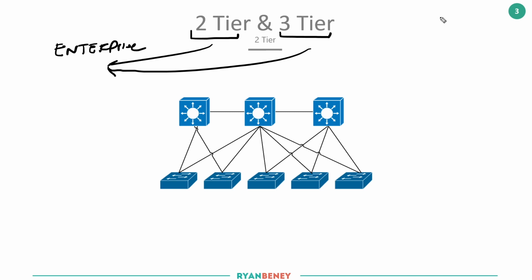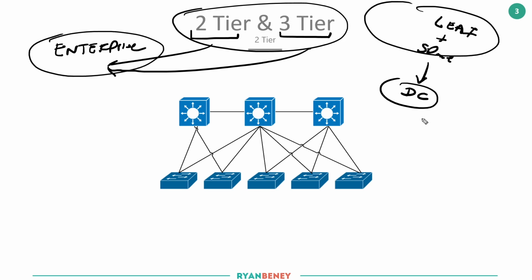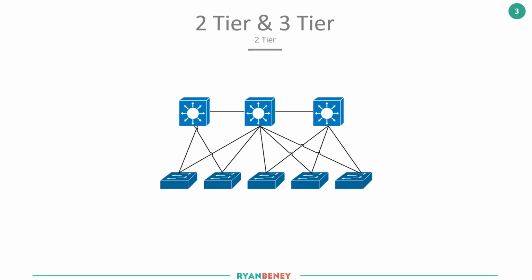And then we've also got this other one which we will discuss, which is leaf and spine, and that falls into the DC. So it's important to know that there are different categories within the models. There's leaf and spine, which lives with the DC, and there's 2-tier and 3-tier that lives in the enterprise. And in this section, we're going to have a look at the 2 and 3-tier, starting with the 2-tier.